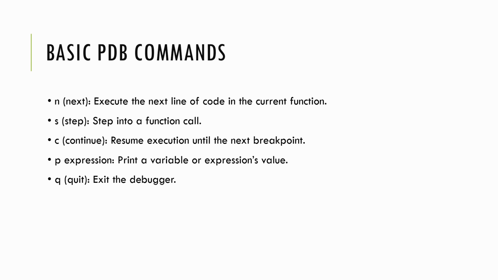When you are using PDB, there are several commands you can use to navigate through your code. N stands for next, execute the next line within the current function. S, step into a function called to debug it. C, continue. Resume the program until the next breakpoint. P expression. Print the value of an expression. Q, quit. Exit the debugger when you are done.